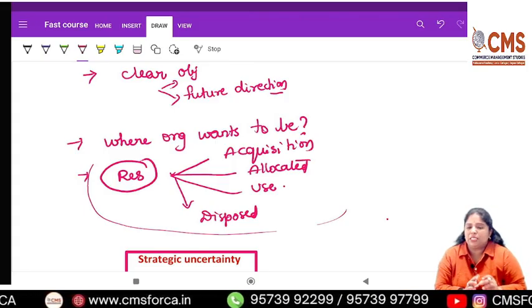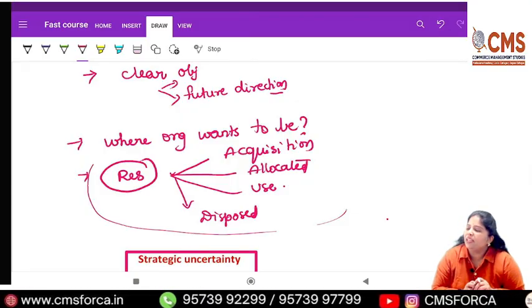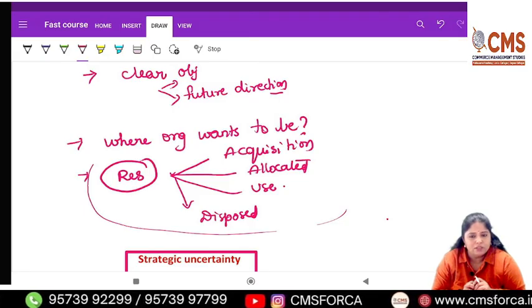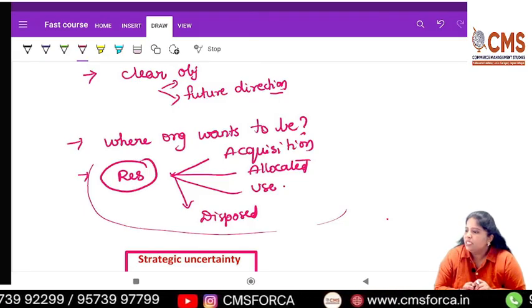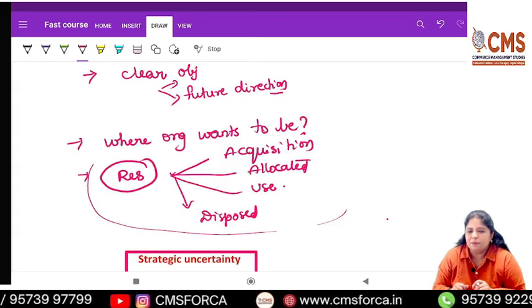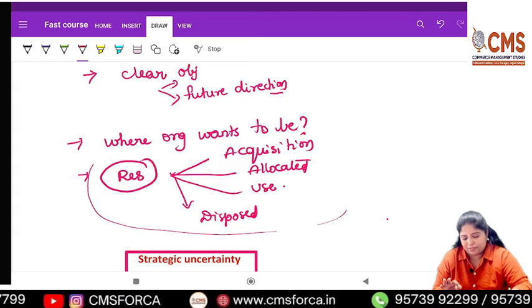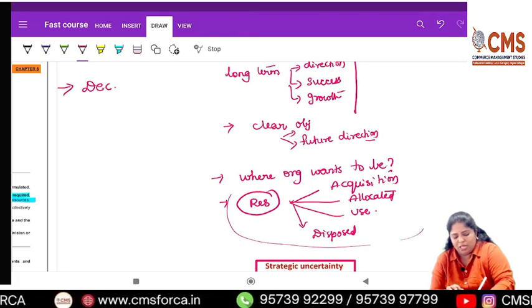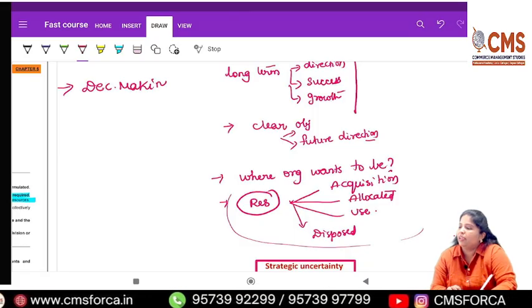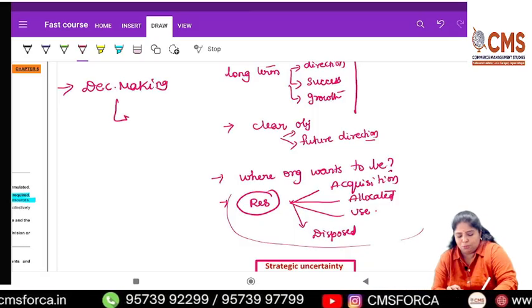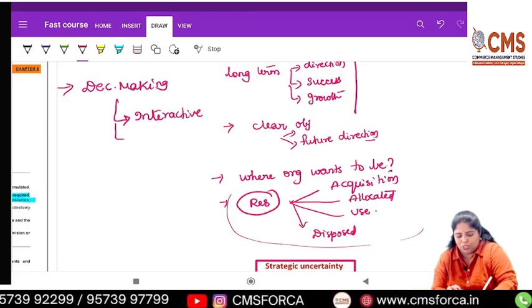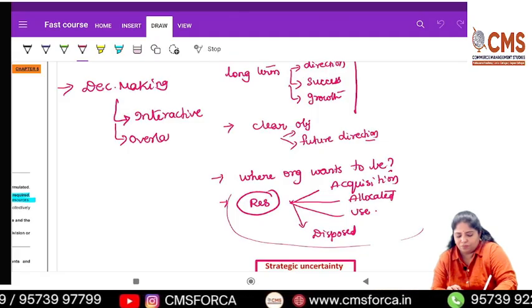Now, if I give a statement, strategic planning also helps management in decision making, would I be wrong? No, right? Strategic planning also helps in decision making. So let's continue further. Strategic planning also helps in decision making. What type of decisions? Interactive and overlapping decisions.